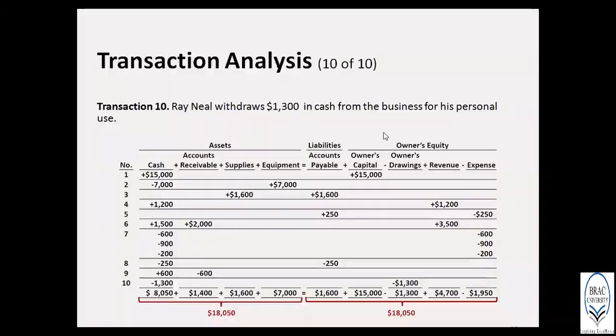In this last transaction, Rainil withdraws $1,300 in cash from the business for his personal use. Because Rainil is withdrawing cash for his personal use, the owner's drawing account is going to be increased by $1,300, and the cash account of the company is going to be decreased by $1,300. As you can see, after all these transactions, both sides of the equation are equal at $18,050.